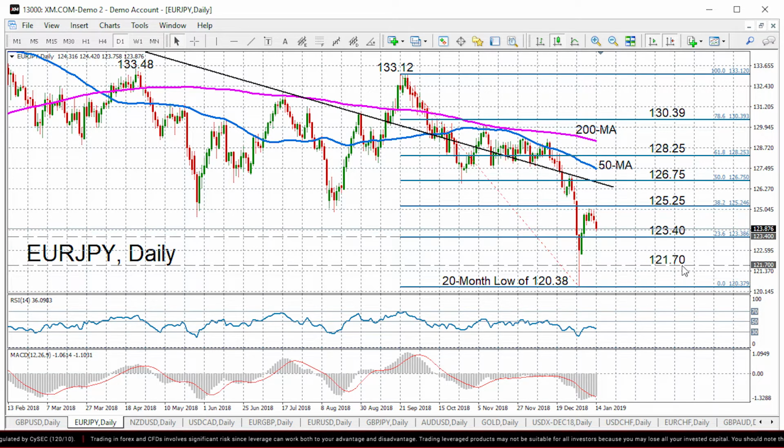That's a previous support and resistance level, so that could once again come into focus, and then breaching that level, we would see the 21-month low of 120.38 coming back within reach, and that would confirm the bearish picture in the medium term. If we do see though euro yen attempting to recover, resistance should come initially at 125.25.